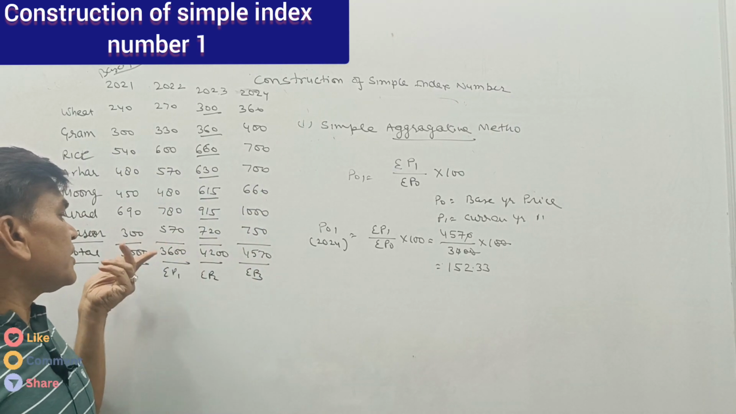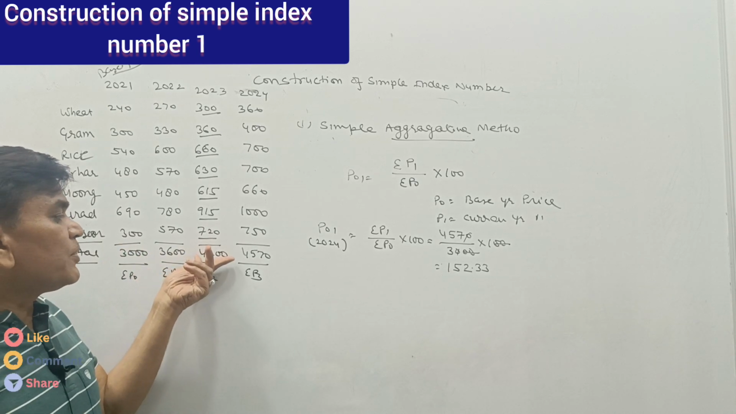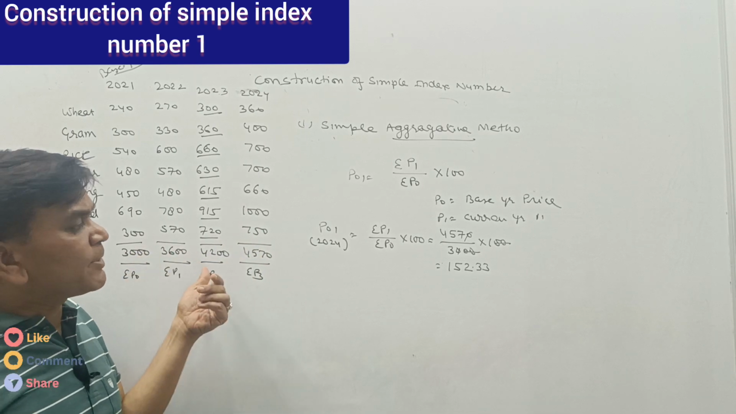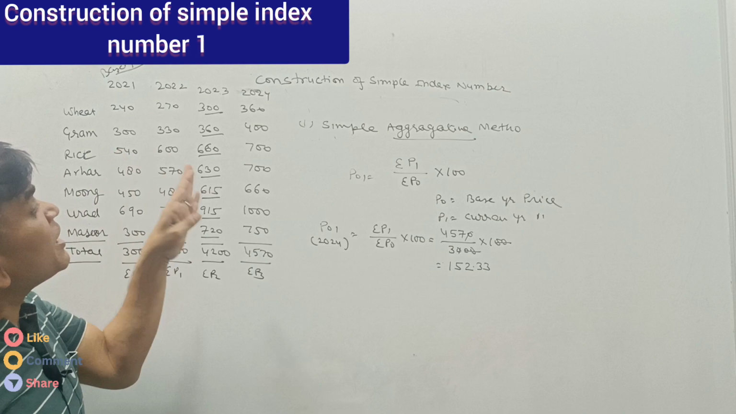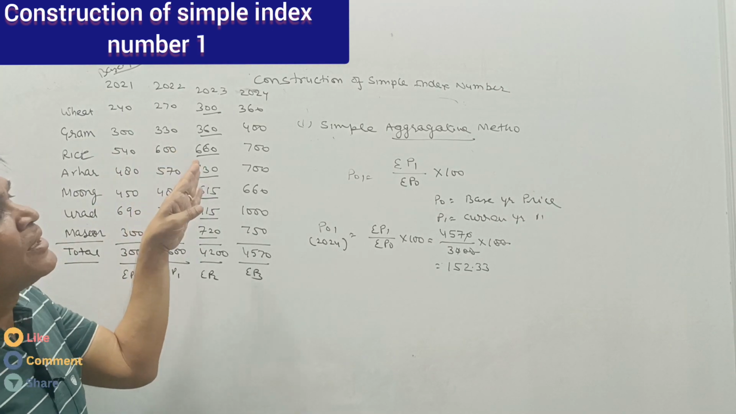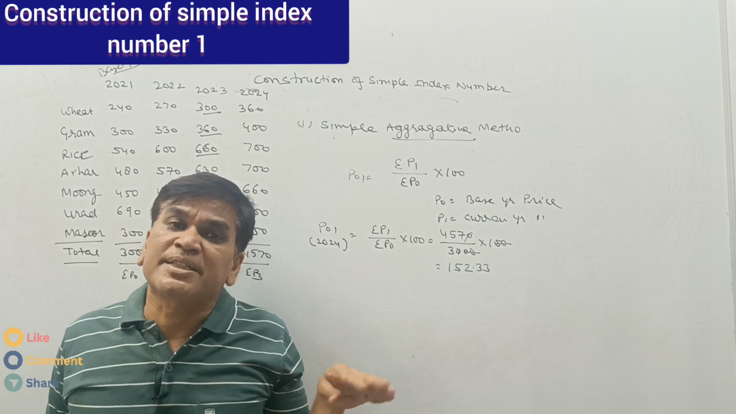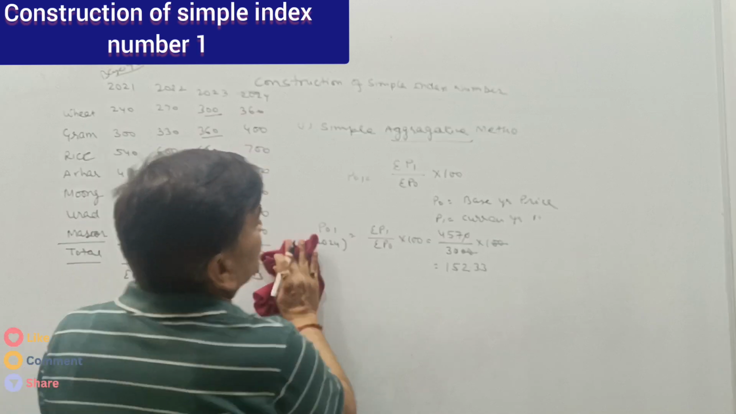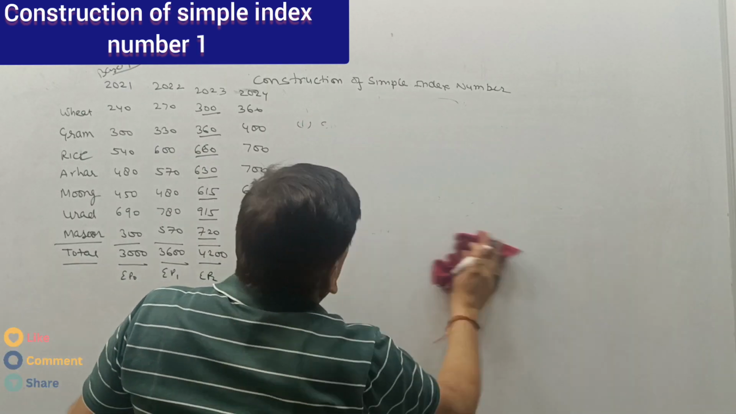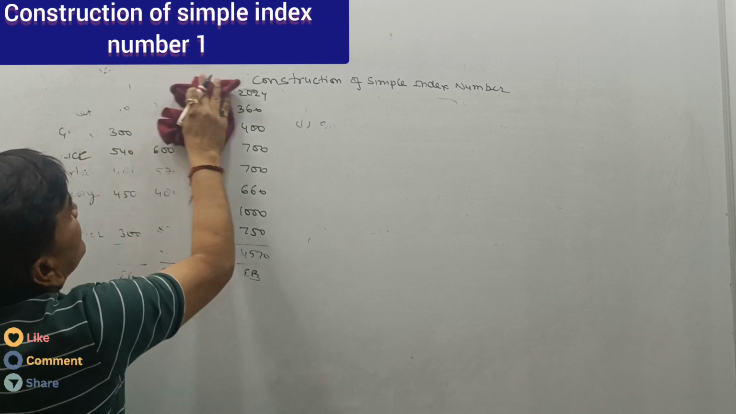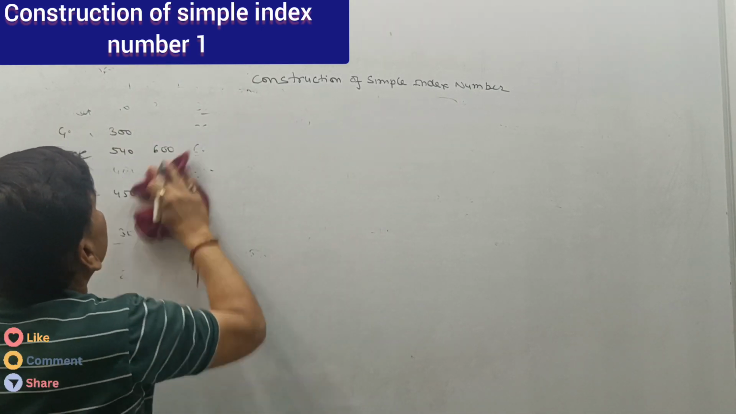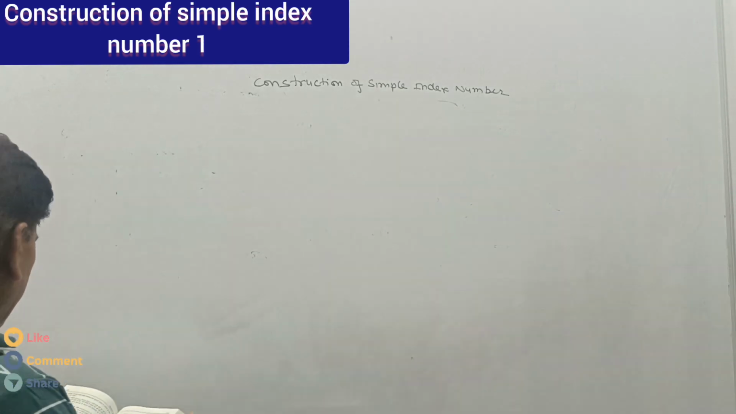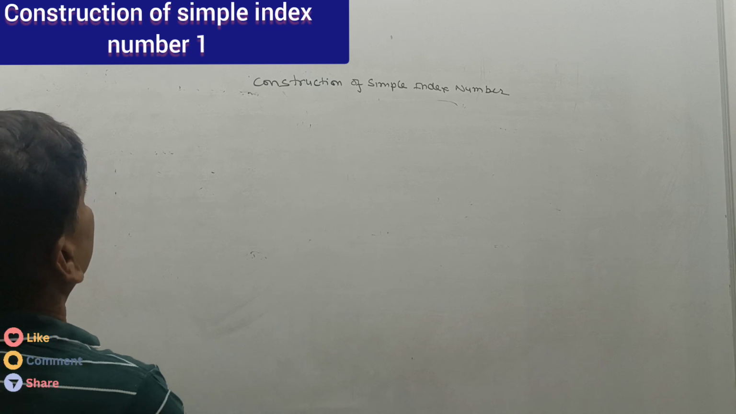Firstly 3600 divided by 3000 multiplied by 100, then 4200 divided by 3000 multiplied by 100, then 4570 divided by 3000 multiplied by 100, because our base year is fixed. If the base year is moving, that kind of condition we will discuss in the chain based index number, not in the simple index number. Now the second method for the simple index number is the simple average of price relative.